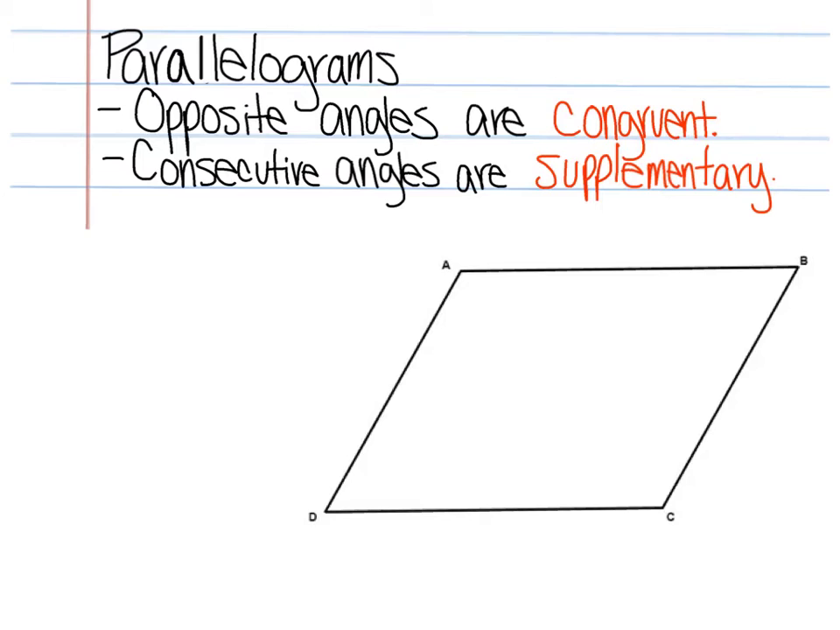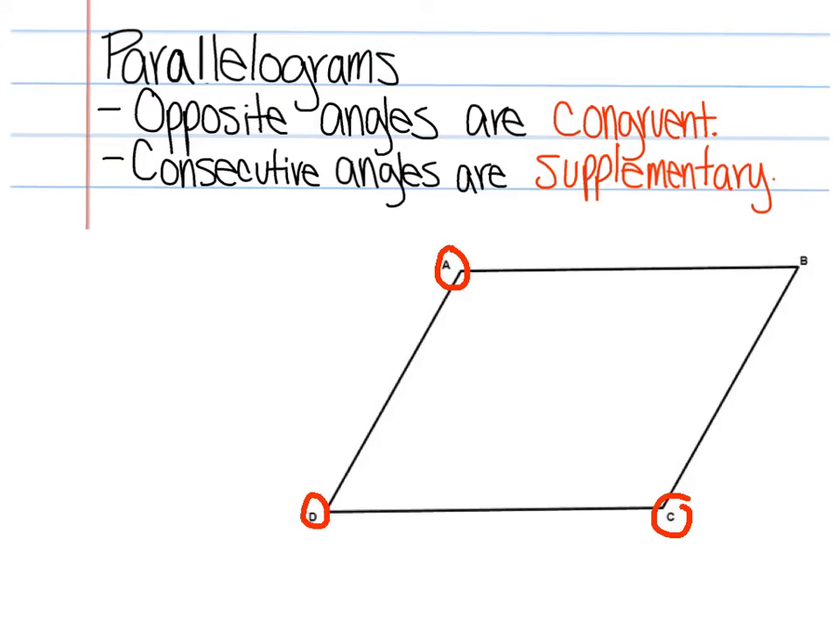Also in parallelograms, consecutive angles are supplementary. What's a consecutive angle? The one that's right next to it, the adjacent angle. So if we're looking at angle D, its consecutive angles are angle A and angle C. What's supplementary mean? When you add them up, they equal 180. That's right. Supplementary angles, when you add them up, they equal 180 degrees.